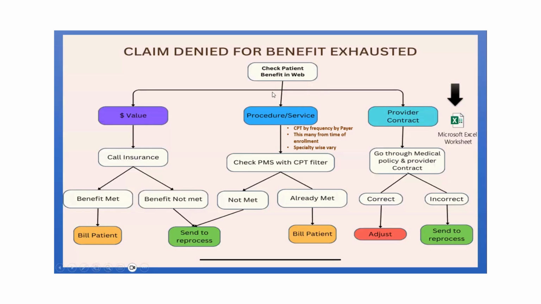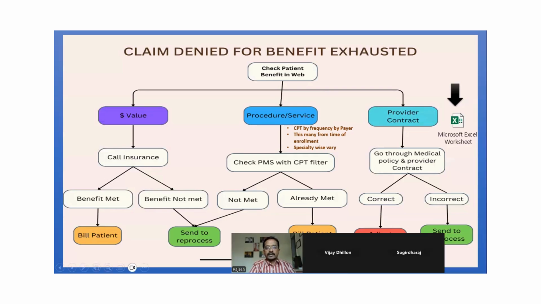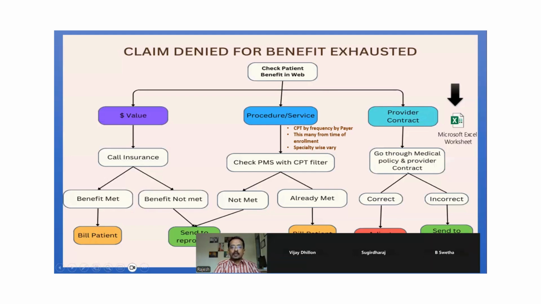And the second one, if anything is related to the procedure or service, you will find this frequently in RCM denial metrics. For example, the CPT by the frequency of the payer, right? Usually the providers will give the metrics only for a few CPT codes. Say, for example, if the patient is enrolled with Medicare, within 12 months the patient can take some treatment. If it is more than 12 months, they cannot take that particular treatment.